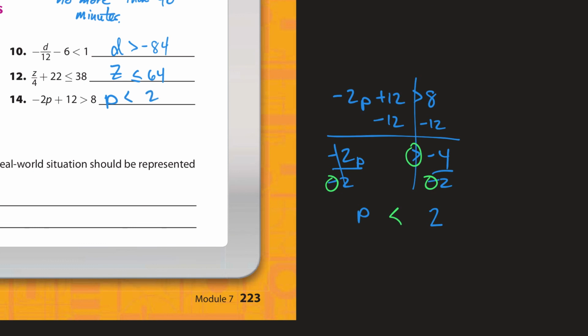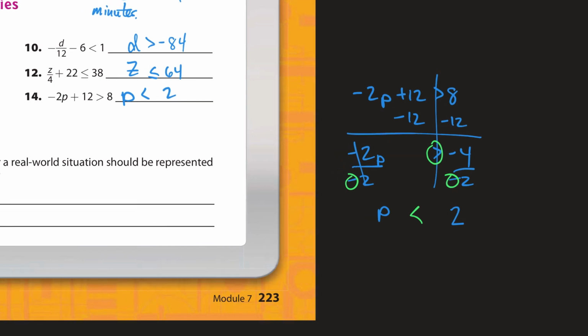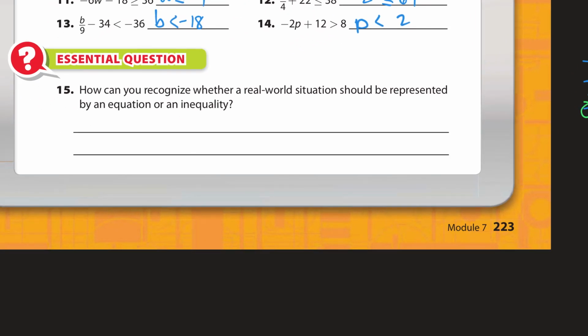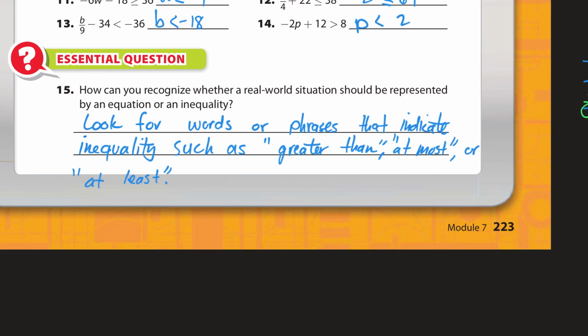So that's it. And then we have our last one here. How can you recognize whether a real world situation should be represented by an equation or an inequality? Well, for an inequality, you should look for words or phrases that indicate inequality, such as greater than, at most, or at least. And that's what you have to know for this.